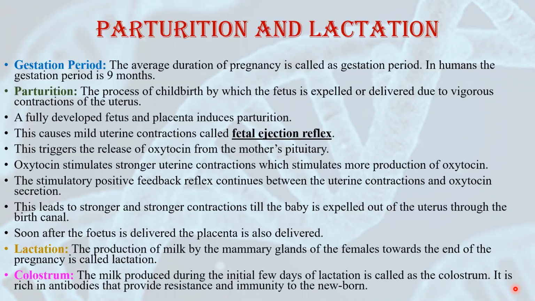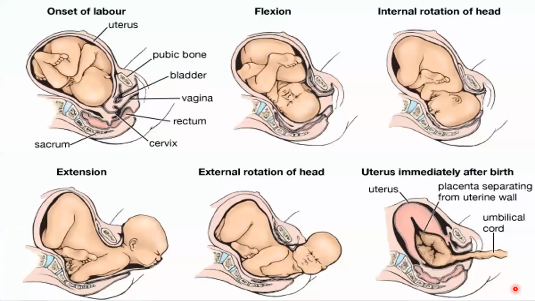And as soon as the fetus is delivered out, the placenta also comes out of the body, and at the same time there is release of relaxin. Relaxin is a hormone which relaxes the uterus muscles because it has undergone many strong contractions, so now it needs to get relaxed, and therefore the relaxin hormone is released over here.